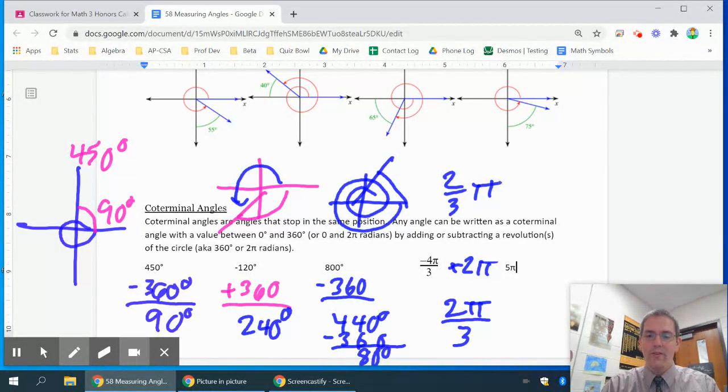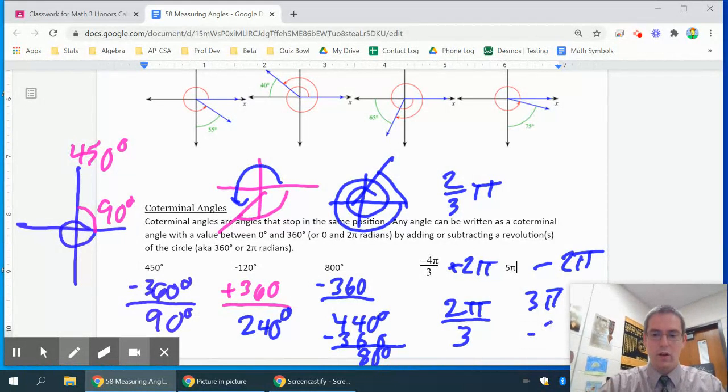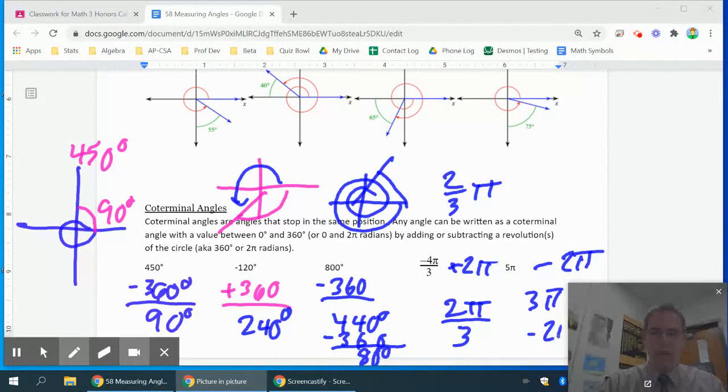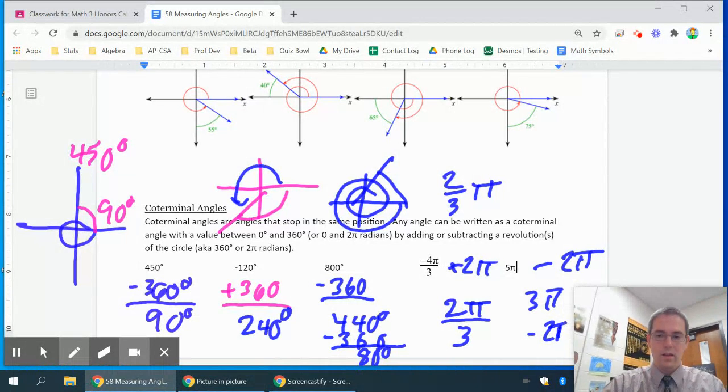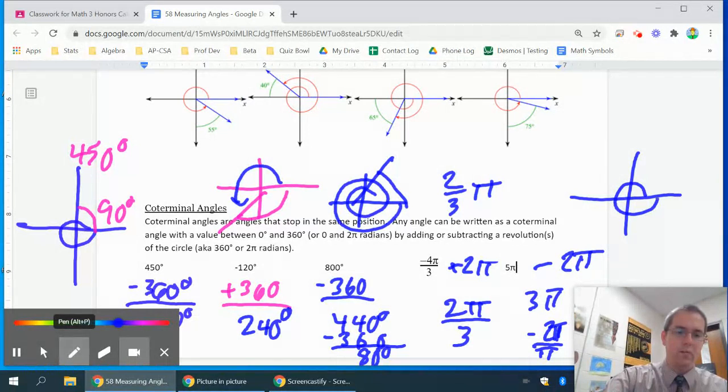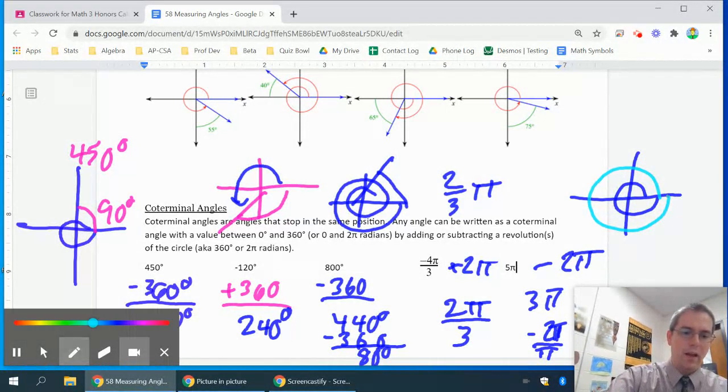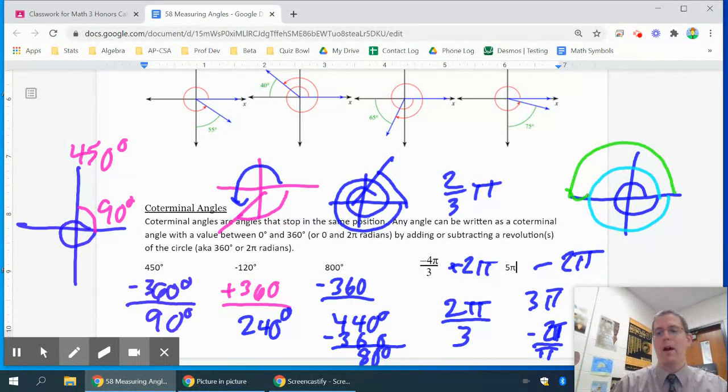And then the last one, if I have a 5 pi, that's bigger than 2 pi, so I'm going to subtract 2 pi, and that's going to leave me with a 3 pi. That's still too big, so I would subtract 2 pi again, which will leave me with a pi. And just to show you, if I were to graph that one, 2 pi would mean I would be going all the way around. Another 2 pi means I would be going all the way around again. And then my final pi would mean I would be going halfway around, because if 2 pi is all the way around, pi is halfway around.